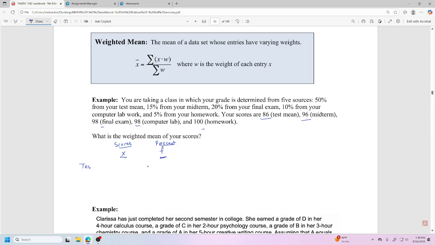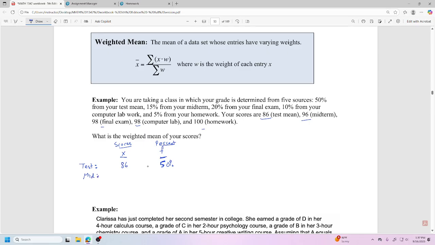Let's start with the test. So on the test, that's supposed to be 50% of the class, right? That's the scoring. We're going to get 50% of it. But what did I get on my tests? What was my score? What do I put here? 86, exactly. So I got an 86. But now half of that is going to be put towards the whole of the entire class. Very good.